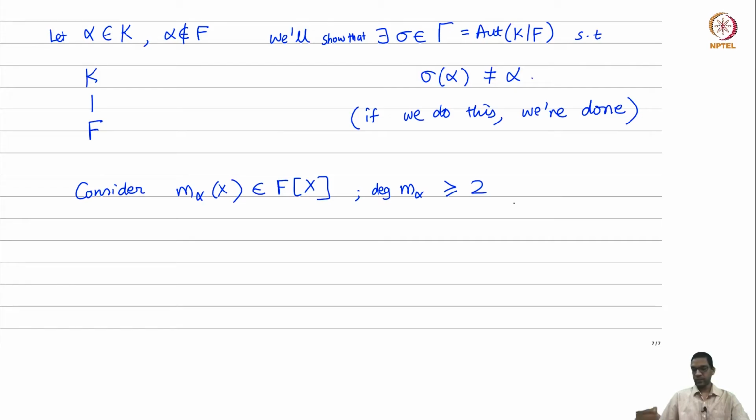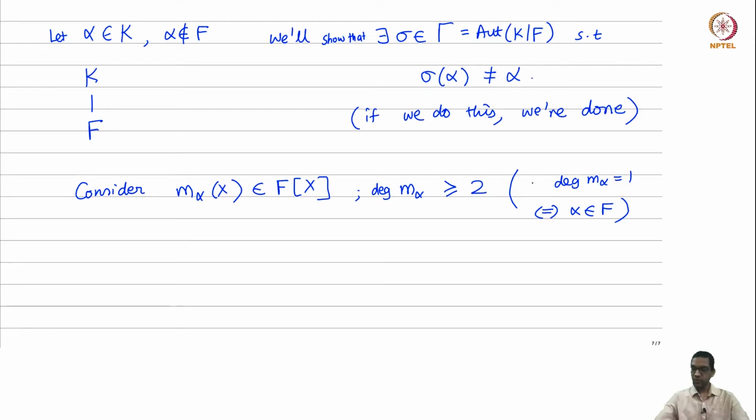Because the polynomial would be of the form some linear polynomial, right? It will look like x minus some constant, which means that alpha minus that constant is 0, so alpha itself is that constant. In other words, alpha is in the base field. Because if degree m alpha is 1, then it just means that alpha is in the base field. In fact, it's an if and only if statement. Now degree is at least 2 means the following.